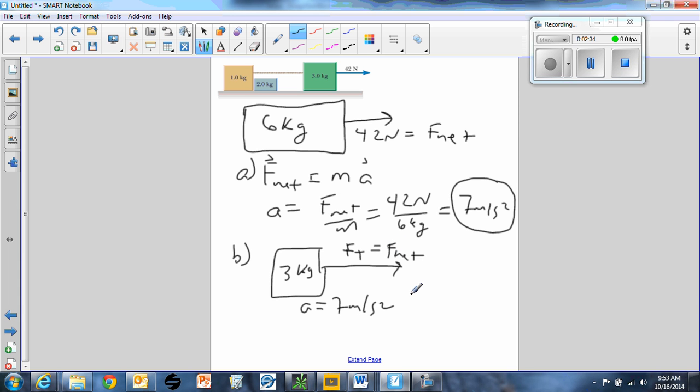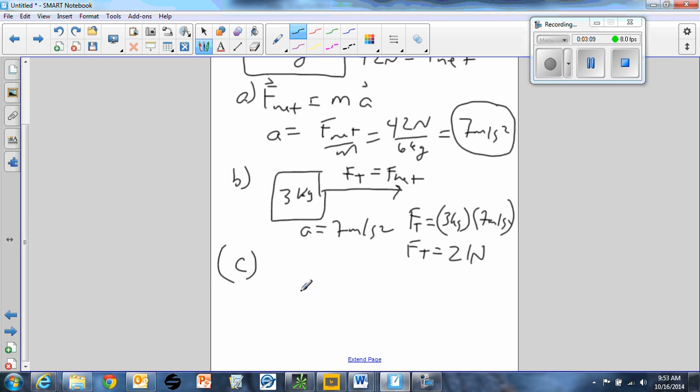And so F_T would equal F net, which would equal m, which is 3 kilograms, times a, which is 7 meters per second squared, and therefore F_T equals 21 newtons. Makes sense because only half of the mass is being pulled with an acceleration of 7 meters per second squared. Therefore, it's half of the 42 Newton force to pull those.